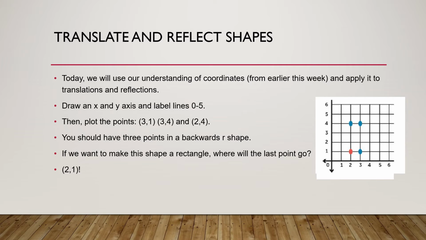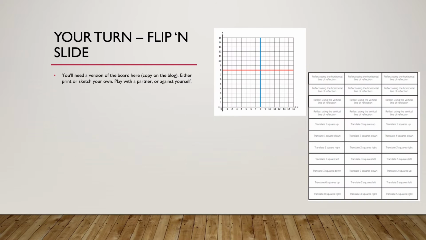This sort of skill is going to be really important, because what we're going to do today is play a game called Flip and Slide. I'm going to post the rules for it on the blog as well, so you can see it. You're going to need a version of the board here. We'll put a copy on the blog. And you can print it, or you can sketch your own, like before when you made a grid from 0 to 5. This time make a grid from 0 to 15 and put a line going up and down on each 8 line. You can play with a partner, or you can play against yourself if you don't have a partner to play with.